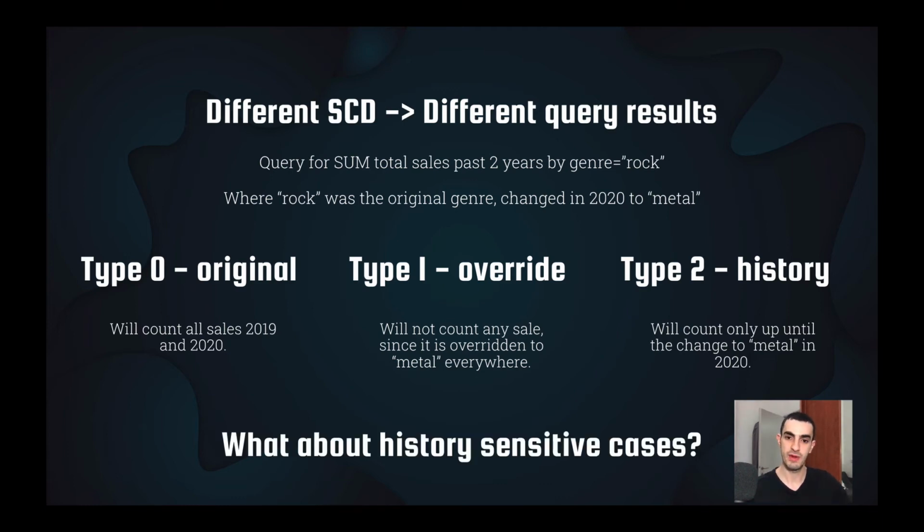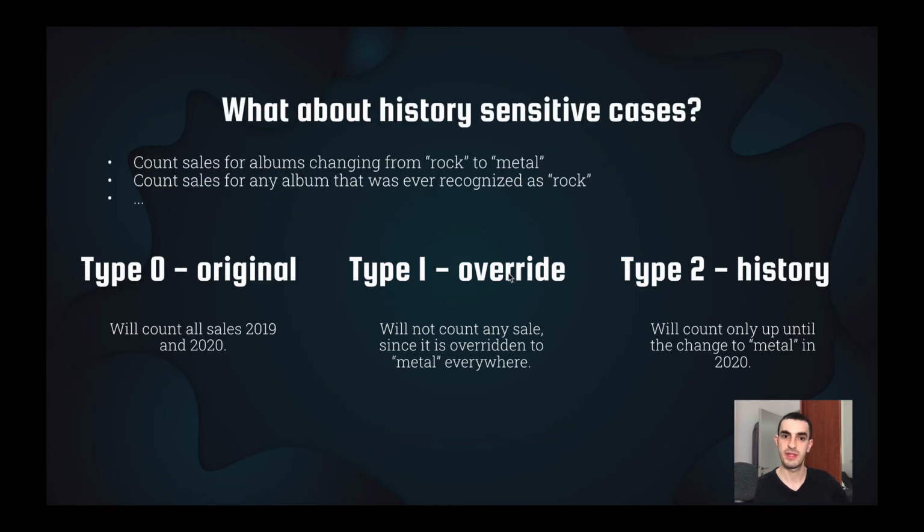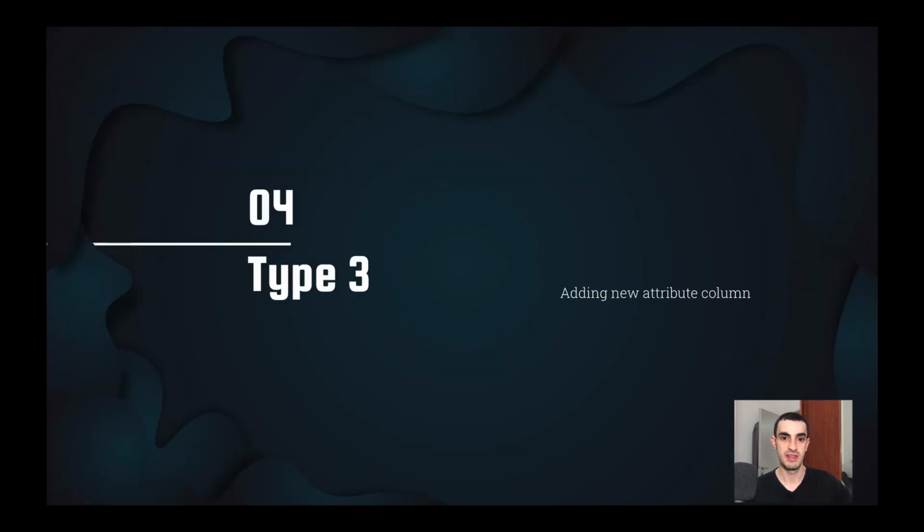Okay? But what about history sensitive cases? What I mean by that, what about counting sales for albums changing from rock to metal? Let's say that's interesting to me. I want specifically to know how much more sales albums that were usually marked as rock that are now marked as metal made. Or let's say we want to count sales for any album that was ever recognized as rock. Of course, this is possible with type 2, but it's not convenient and it's not the usual use case. If this is the use case, this is where we get to type 3.